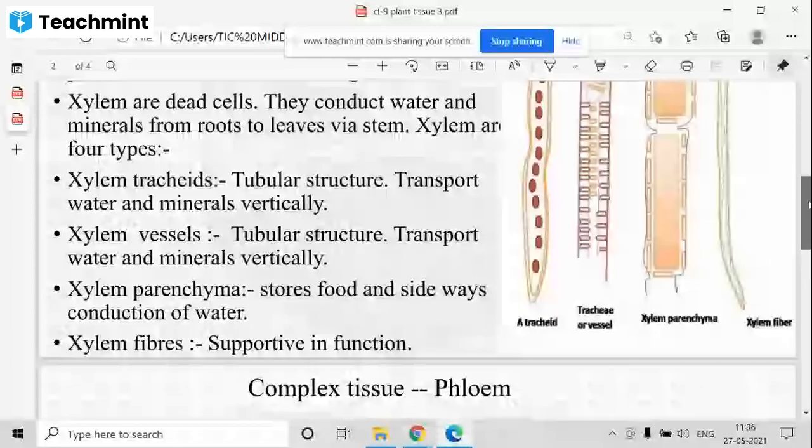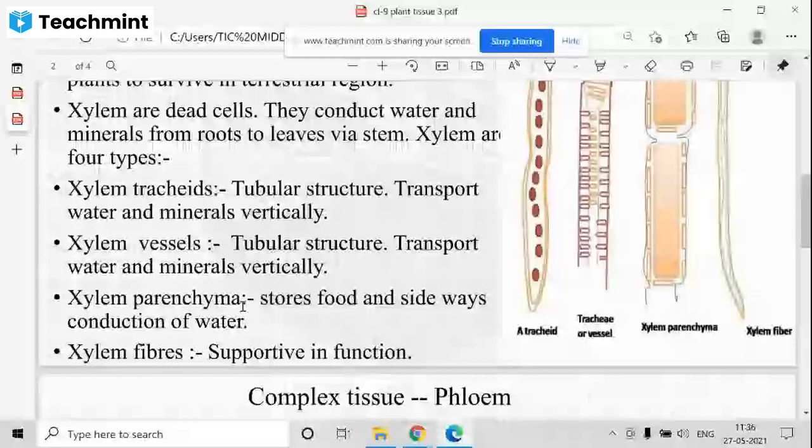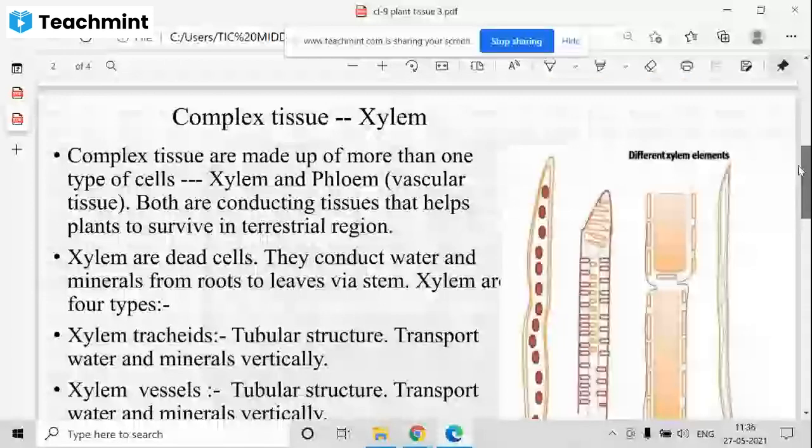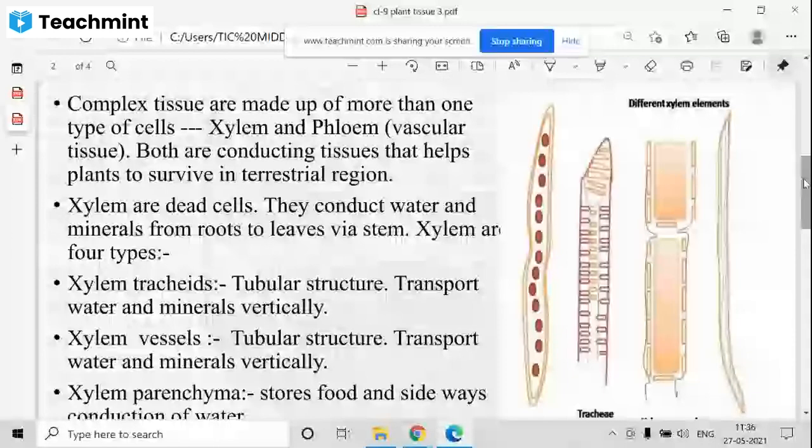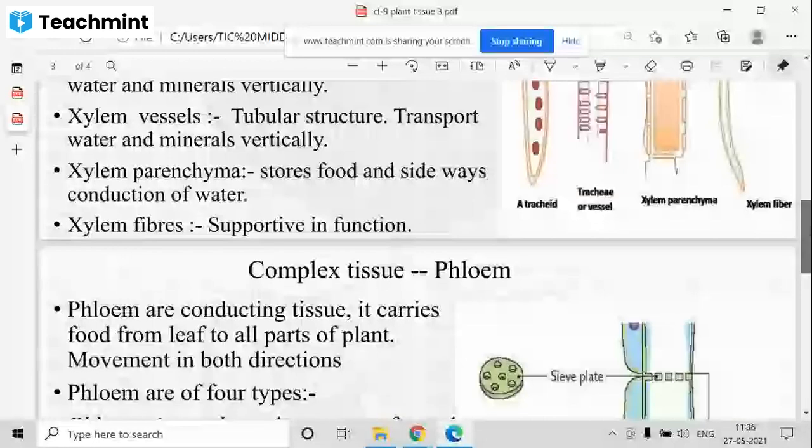Okay. Xylem parenchyma. Just see, tracheids and vessels transport water and minerals. Xylem parenchyma stores food as well as conducts water. Xylem fibers are supportive in function. And all these cells are dead, they are not alive cells. Understood? It is written on top. They have lost the power of division, they attain a permanent shape and size, the function is specific, and the cells are dead. Then next, let us come to the complex tissue, phloem.